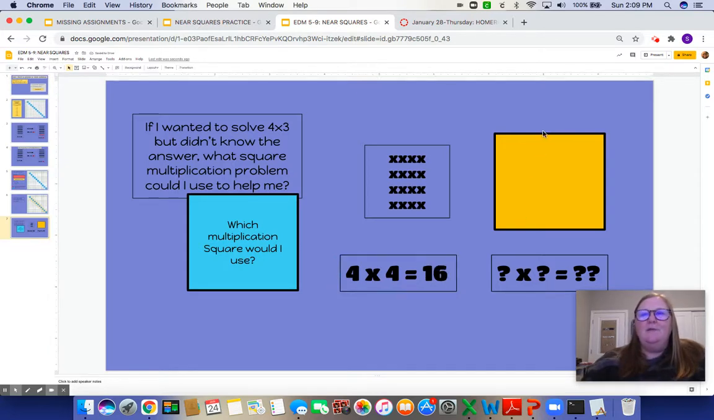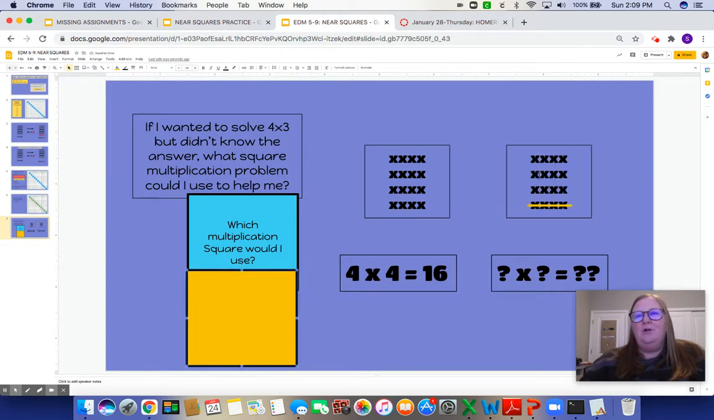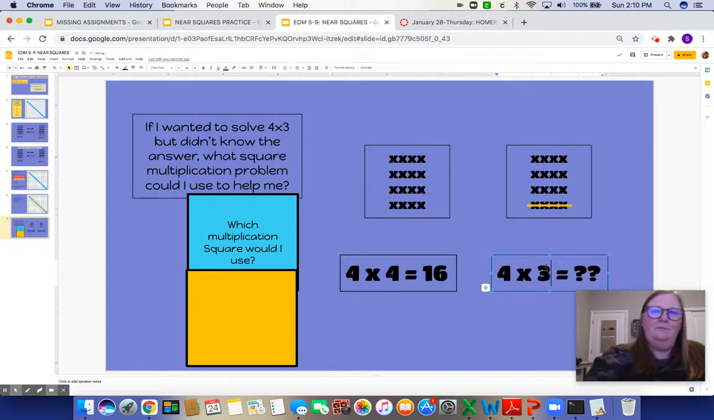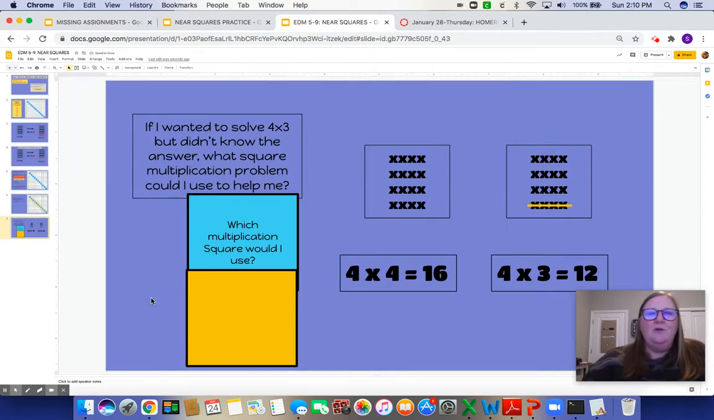So we're going to take that information, and this time we are going to take our 4 times 4, and we want to solve 4 times 3, so we're going to plug in that information, 4 times 3. So I'm going to take a row of 4 away, so I only have 3 rows, and I'm going to take 4 times 4, which equals 16. I'm going to take 4 away, and I will find out that 4 times 3 equals 12. So you're going to use that information today. You're going to practice using a multiplication square to help you solve the problems for practice.